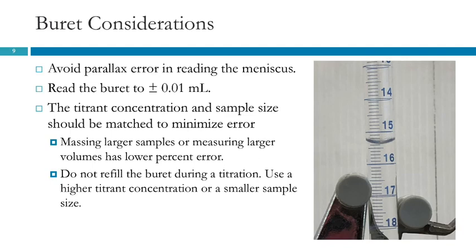If you find that you don't have enough of the titrant during a titration, you could fix that in one of two ways. You could either make a higher concentration for your titrant solution, or you could use a smaller sample size. Sometimes it's not possible to use a smaller sample size. Like that antacid tablet, there's a limit to what you can do if you're analyzing one tablet. So then you have to maybe use a higher concentration of the titrant.